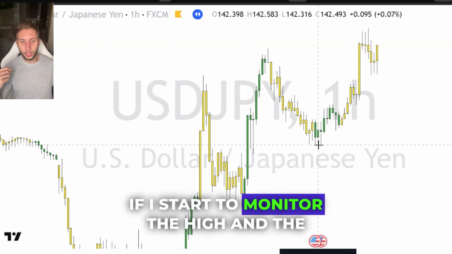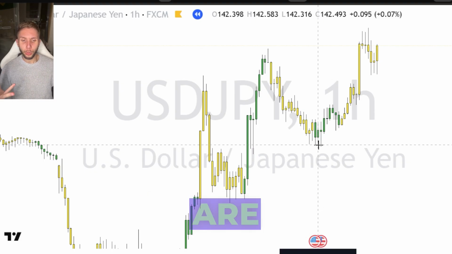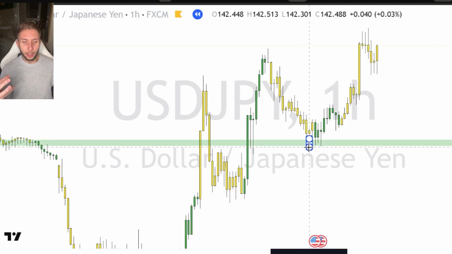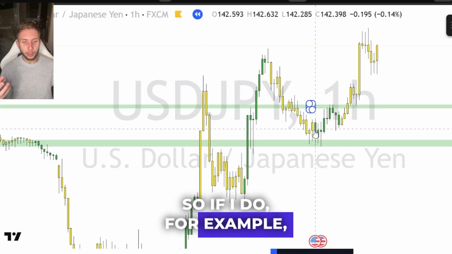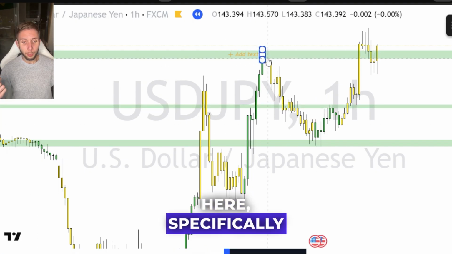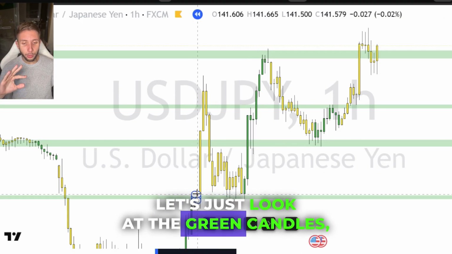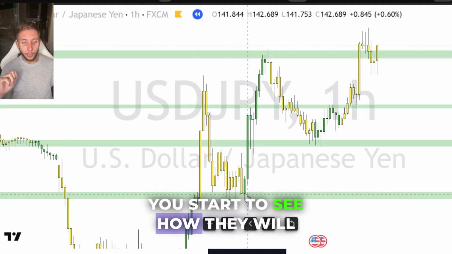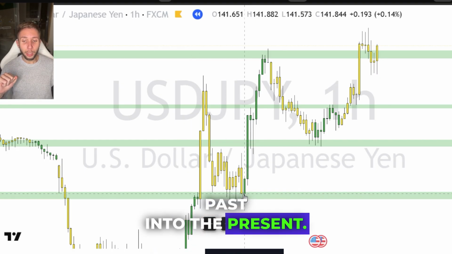If I start to monitor the highs and the lows that are formed within that time window where the green candles are active, and I trace them, I will start to notice a very interesting pattern. So if I do, for example, this bottom and this high, as well as this high up the top here, specifically the green candles. We ignore the yellow candles completely. Let's just look at the green candles. You start to see how they will connect the same level from the past into the present.